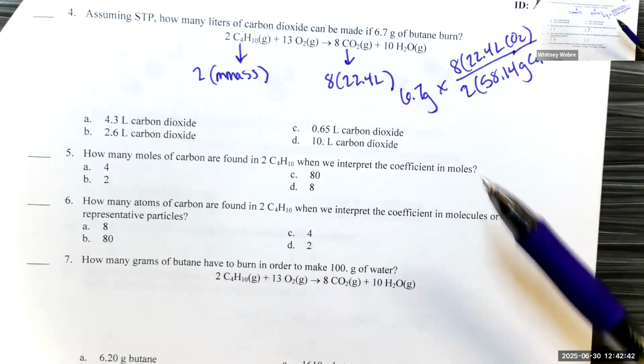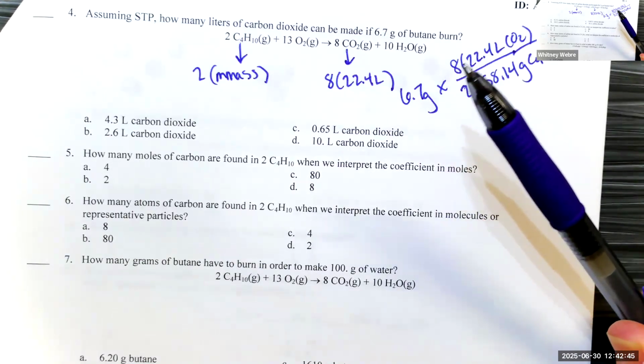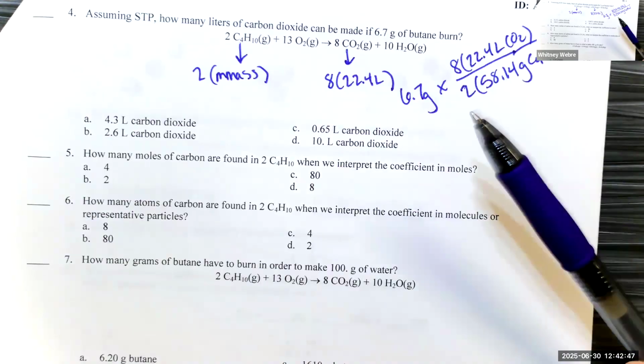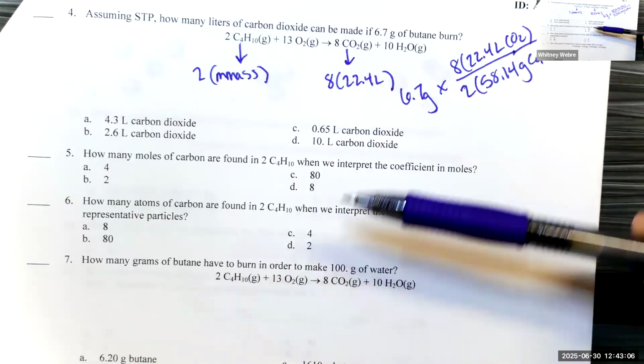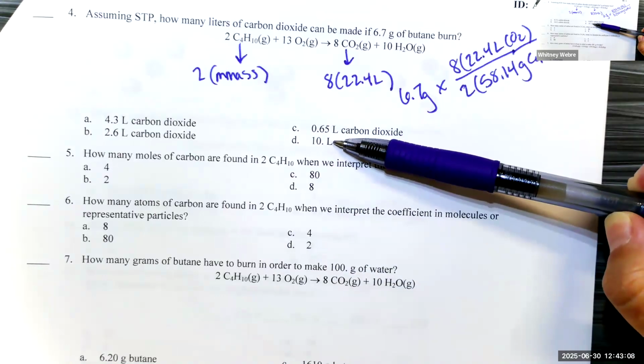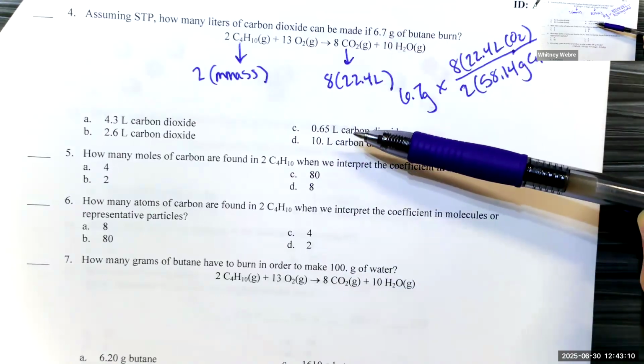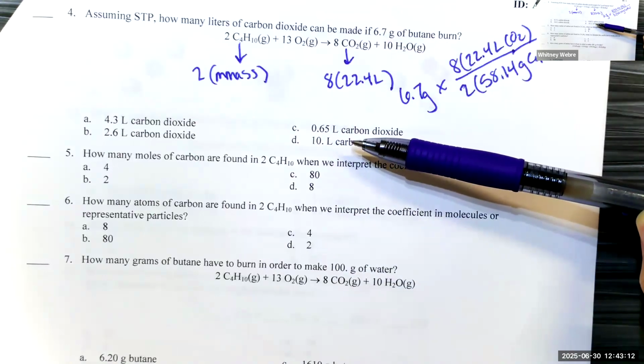Then double check and make sure you're typing this into your calculator right, because if you don't have the top in parentheses and the bottom in parentheses, that might throw off your math. So 6.7 times 8 times 22.4 in parentheses, divided by 2 times 58.1. I got 10.33. Because it's 2 sig figs, she wrote the answers in 2 sig figs. So 10.33 will round down to 10.